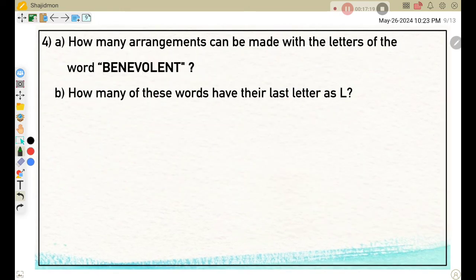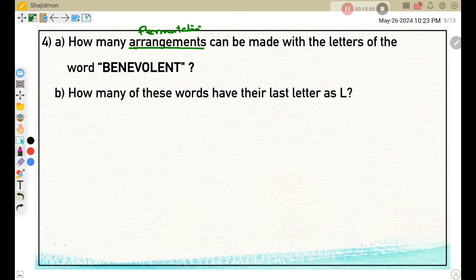Now we will come to question number 4, from the 4.3 section, permutation and combination. So we will do this question. For question 4a, how many arrangements? Arrangement means permutation. How many permutations can be made with the letters of the word BENEVOLENT? How many arrangements can we make from the letters of this word? So we will do that one.